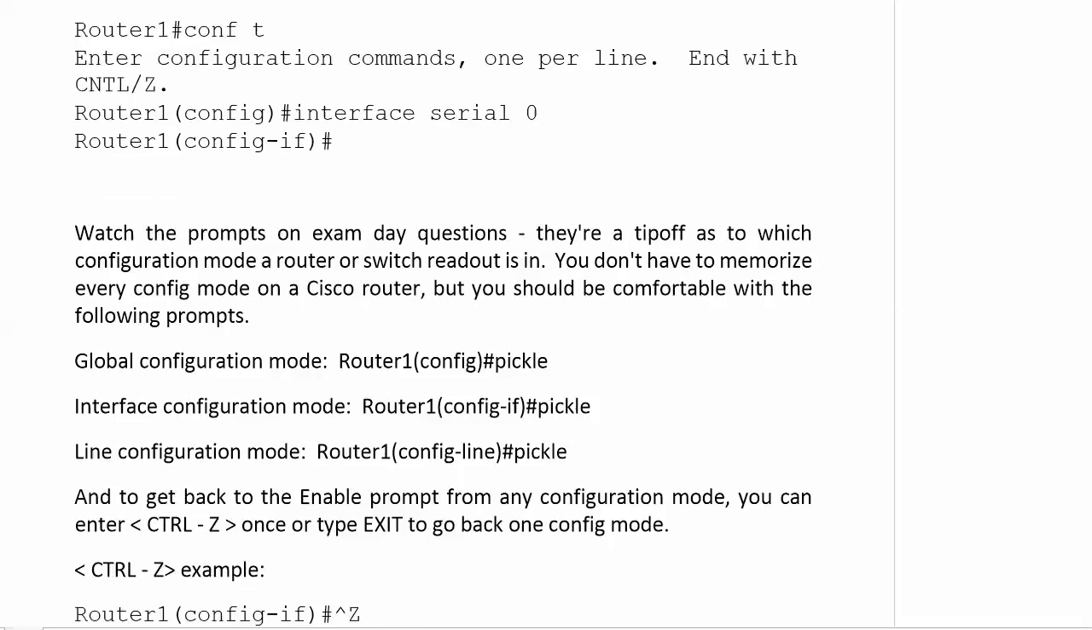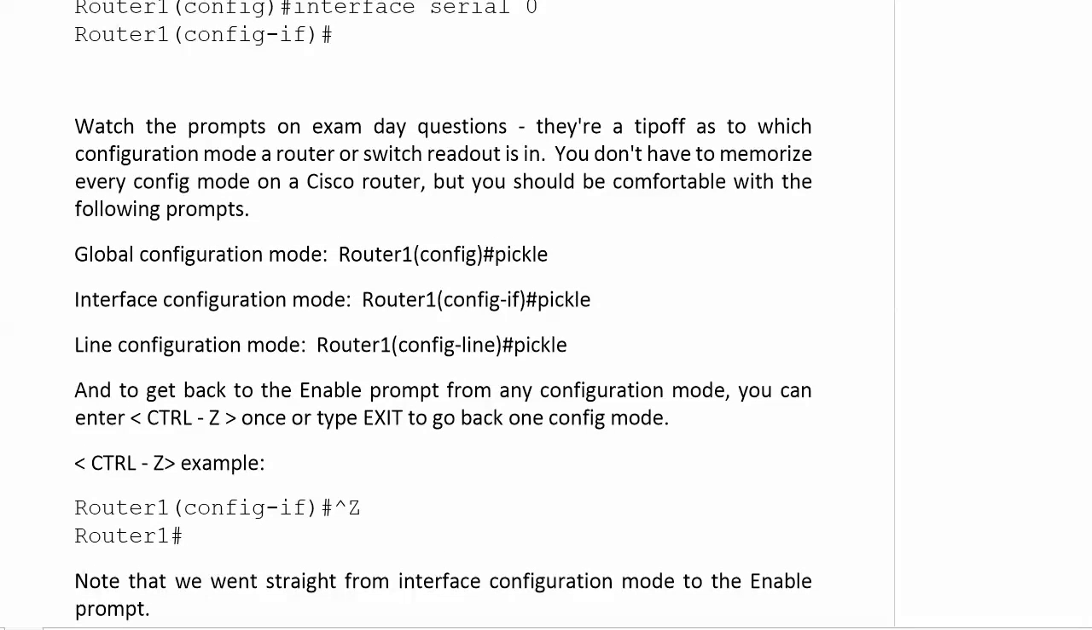Now, watch the prompts on exam day questions. And this goes for your practice exam questions too, because they're a tip-off as to which configuration mode a router or switch readout is in. Let's say that you had a Cisco command called pickle, and the correct answer to the question that they are asking is pickle. But you see it 3 times in the choices.